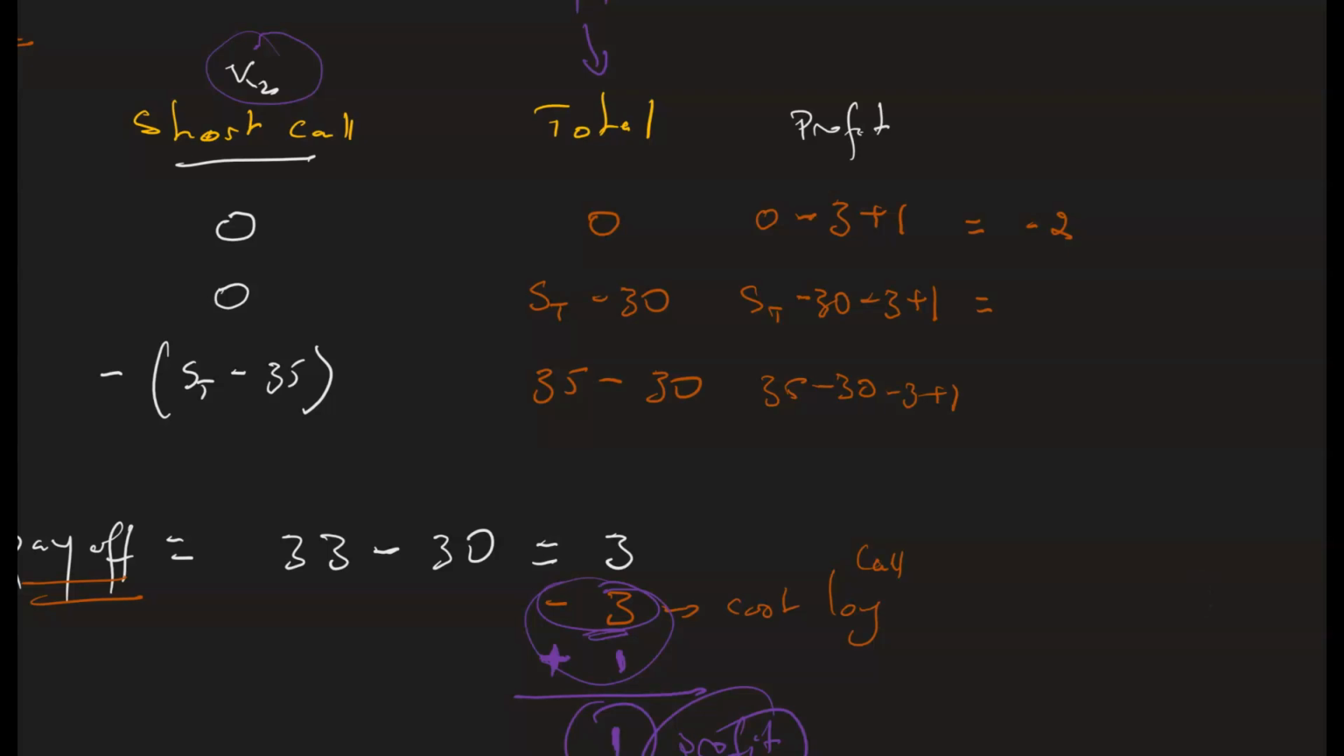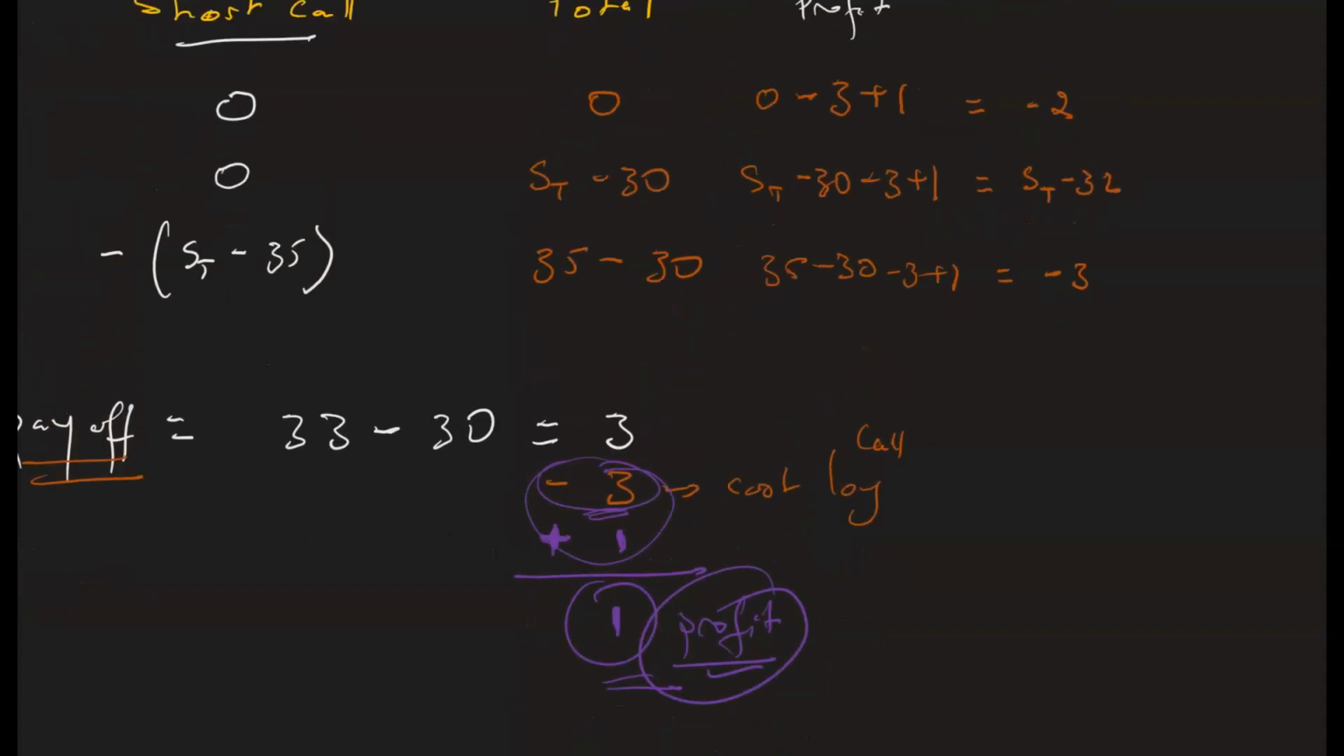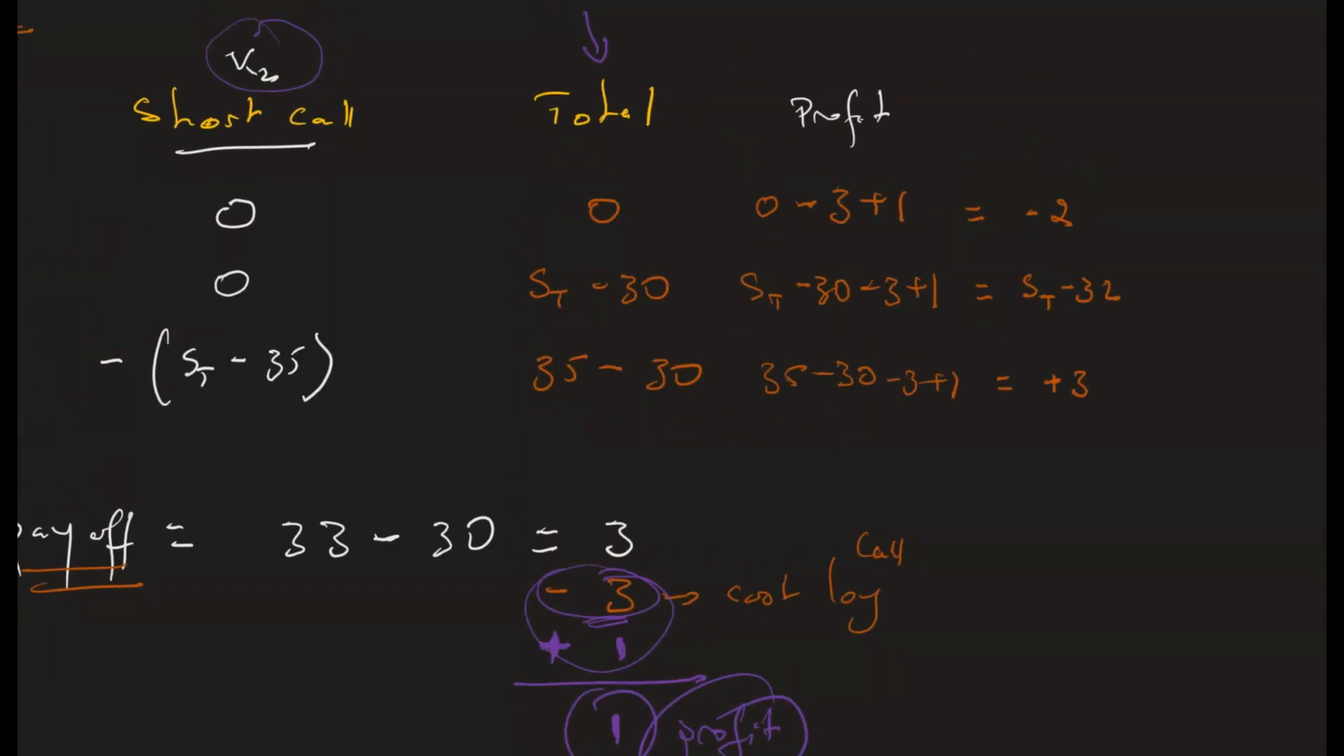Right? That's minus 32. So ST minus 32. And this is essentially going to be equal to 35 minus 32. And so 35 minus 32, that's going to be equal to, 35 minus 32, so that's plus 3, not minus 3. Plus 3. So that's essentially what we're going to have.